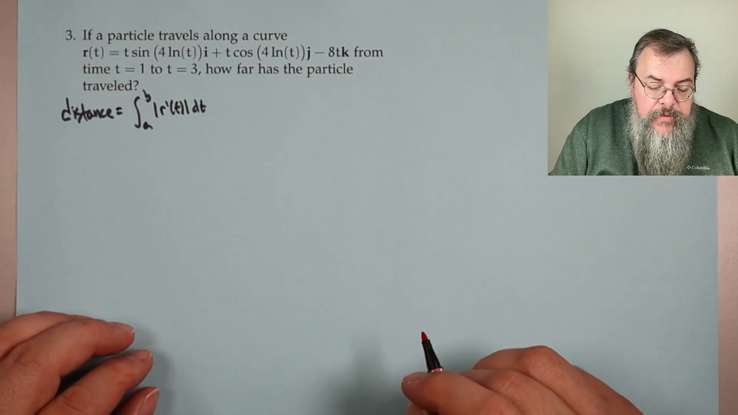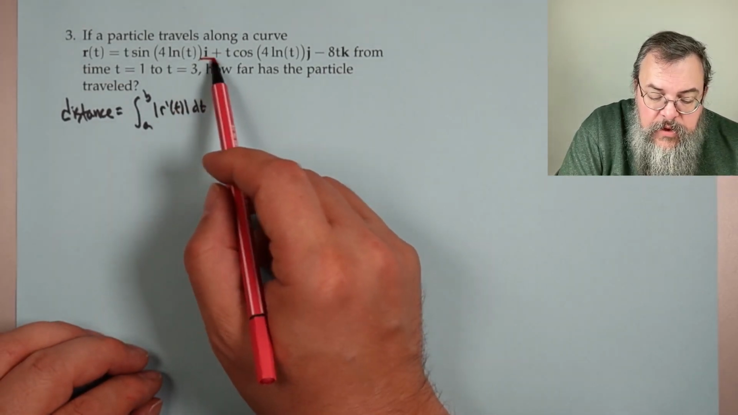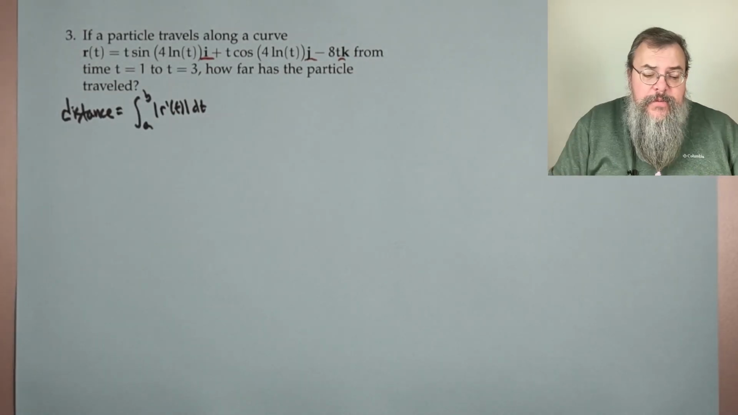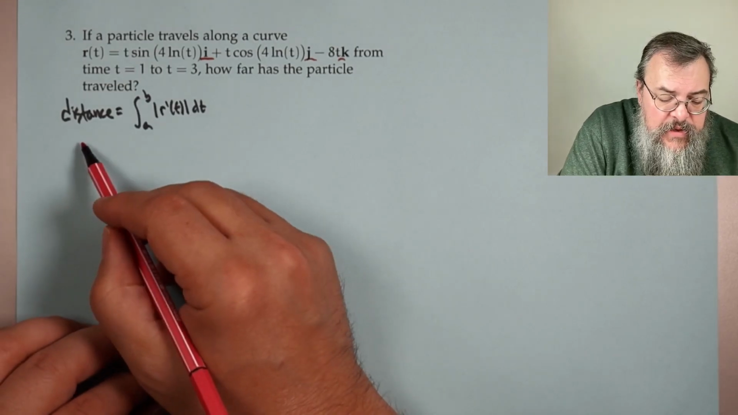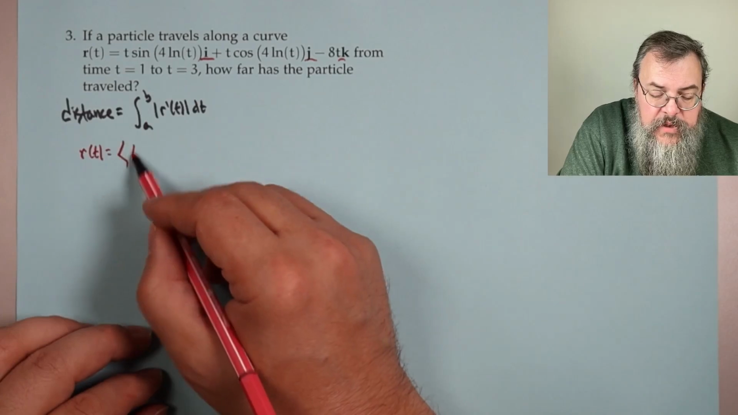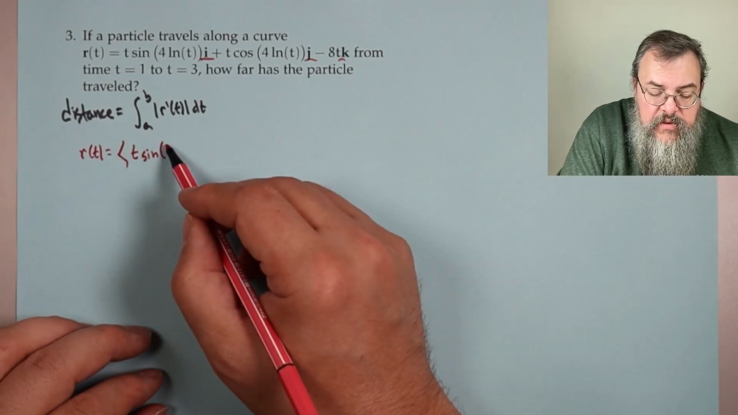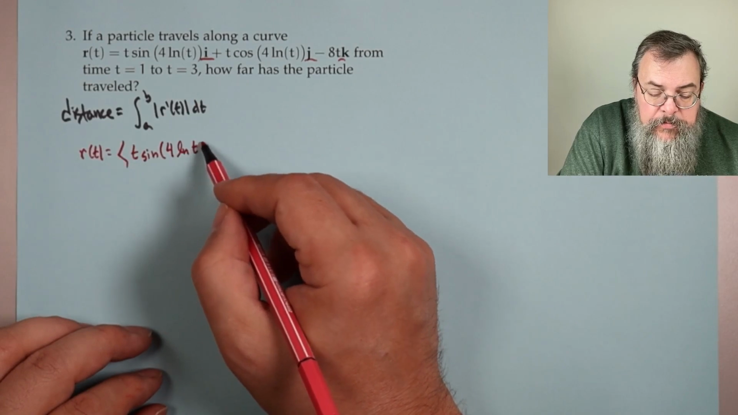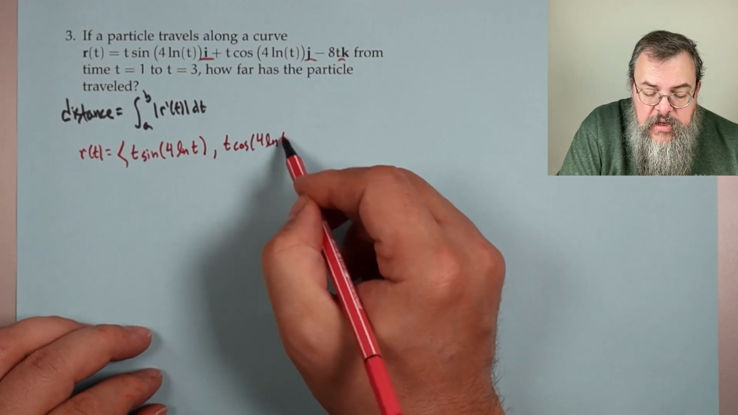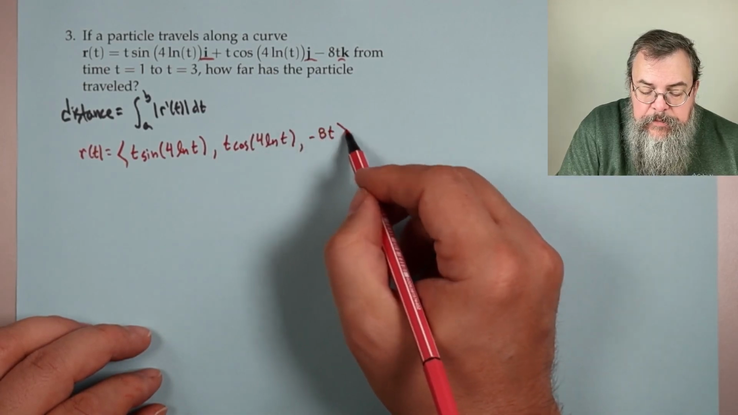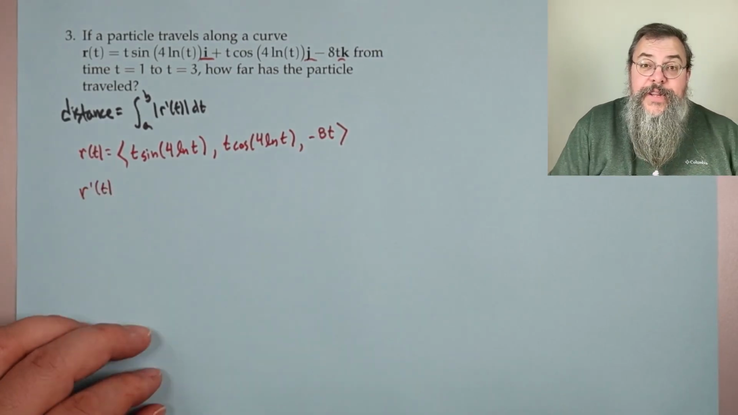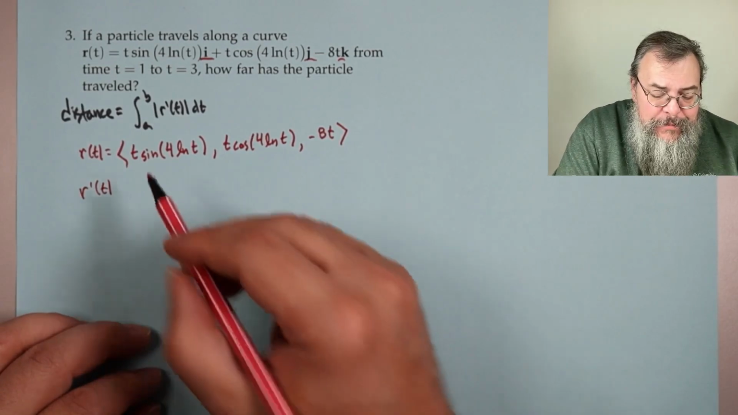So let's start here. They gave it to us in this form where we have i, j, k. That works great. I personally prefer component form. It's a little bit easier for me to keep track of things. So I can convert to component form. I'm just going to put everything inside its slot: t sine 4 log t, comma, t cosine 4 log t, comma, negative 8t. So step 1, r prime. Because if we're going to find the magnitude of r prime, we kind of need to know r prime.